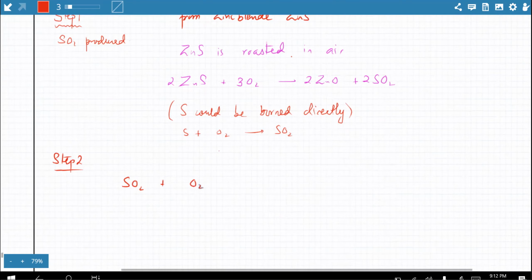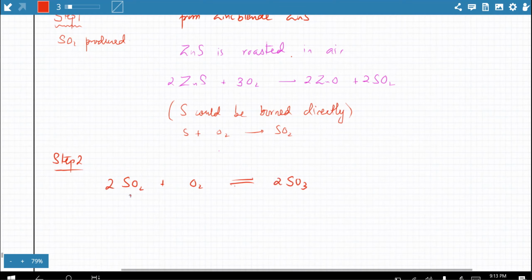The problem with SO2 is that it doesn't readily react with oxygen. Any reaction with oxygen is considered combustion if it happens spontaneously, but this reaction doesn't happen very spontaneously. It's actually a very difficult reaction to do, and it's a reversible reaction as well. Even if SO3 is formed, that SO3 might get broken down again and the reverse reaction might happen. Let's balance this equation as well.